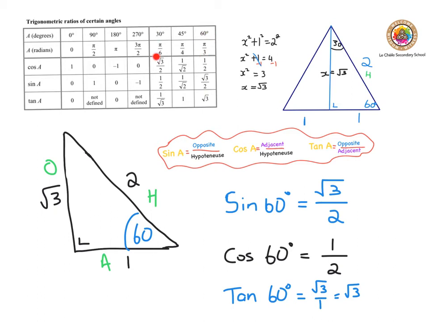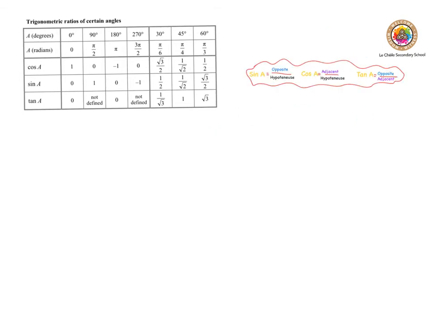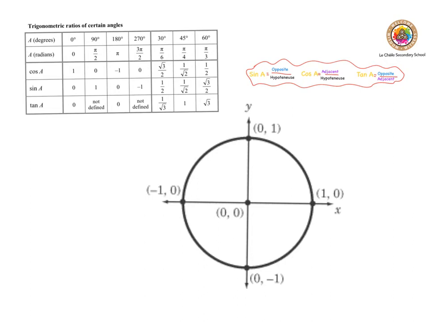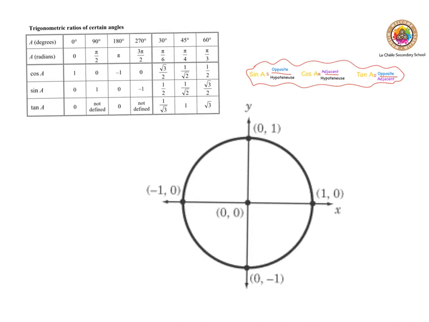We've already done our 30 degree, so now we're going to have a look at our 45 degree angles. Okay, and so in order to construct a triangle with 45 degrees, I'm going to draw a unit circle. Okay, so this is what a unit circle looks like. And so to make a triangle out of that, I'm going to draw a line from this point here down to this point here, a diagonal line.